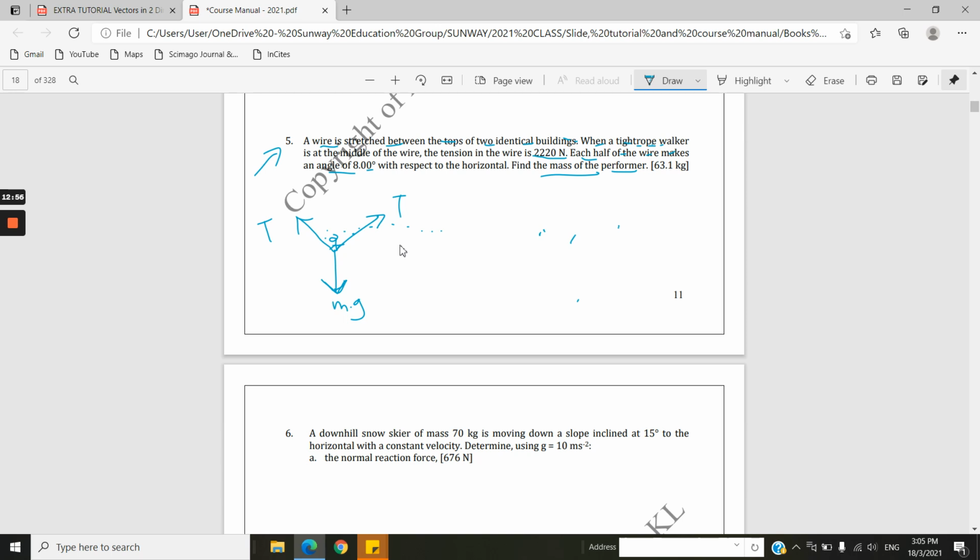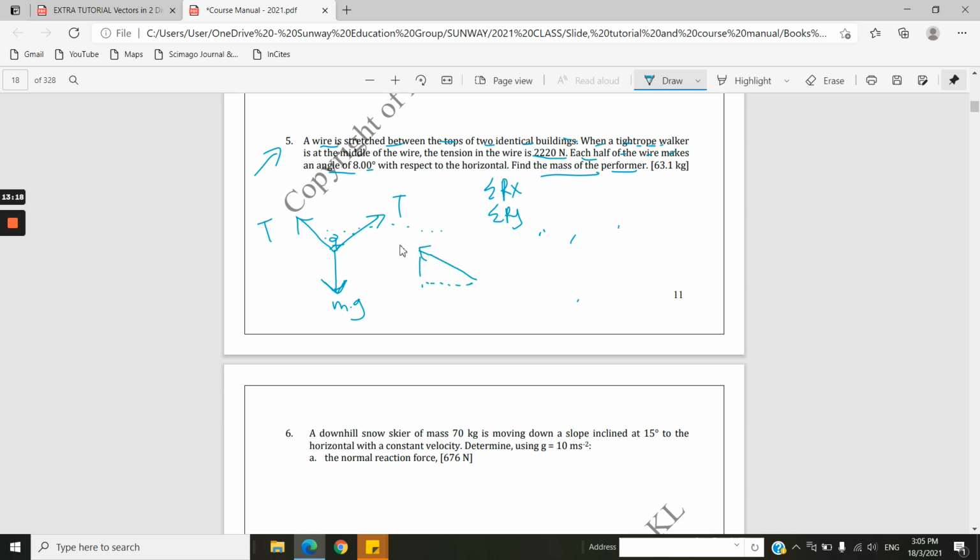So if you want to find mass, you need to find the y-axis force summation. But it doesn't matter, we can find the x and y components first. You can find the resultant in x, resultant in y. Okay, let's go together.